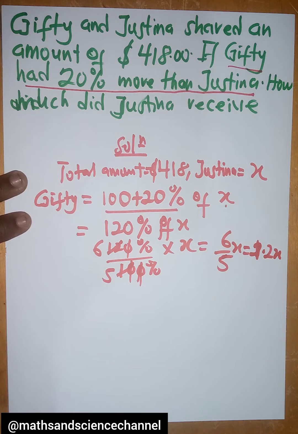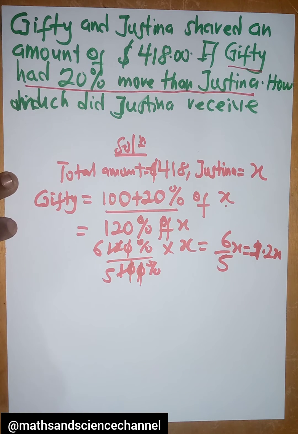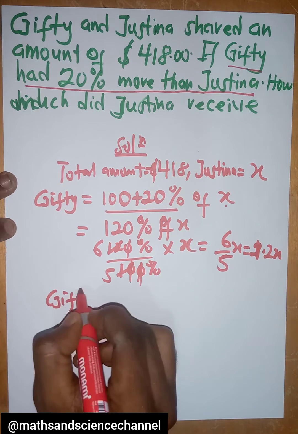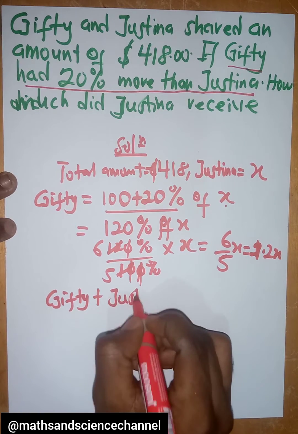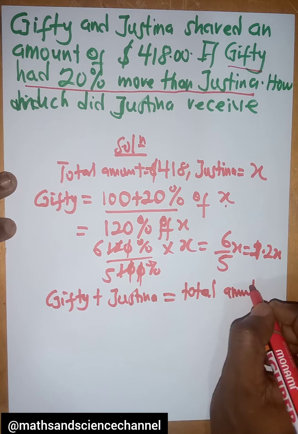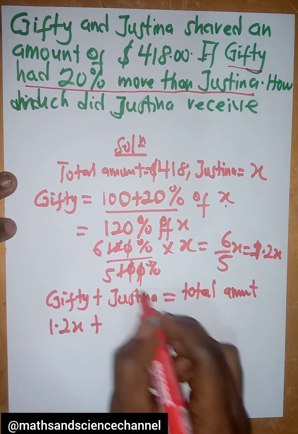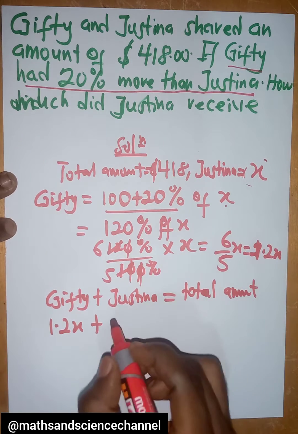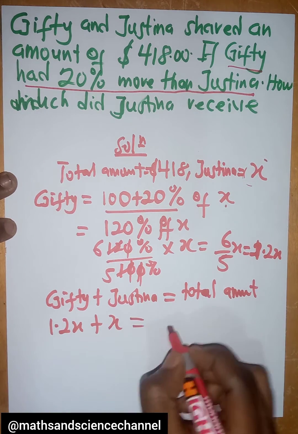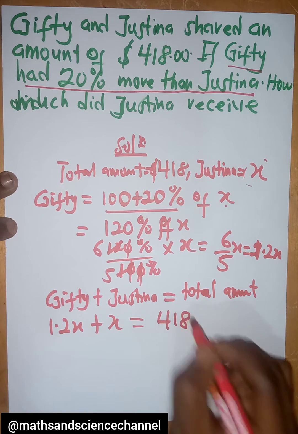Now if Gifty had 1.2 of that of Justina, then in order for us to find what each one of them had, Gifty's share plus Justina's share should be equal to the total amount, right? So what is Gifty's share? We said that Gifty's share is just 1.2x plus Justina. Now we are representing Justina by x, and this is equal to the total amount. What is the total amount in this case? The total amount is $418, right?